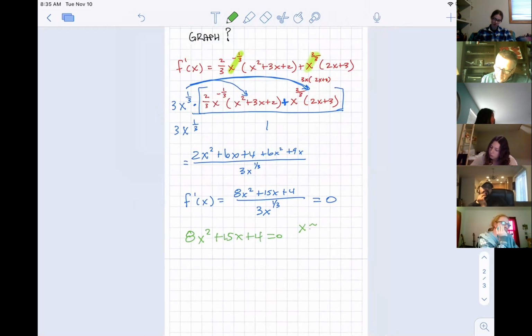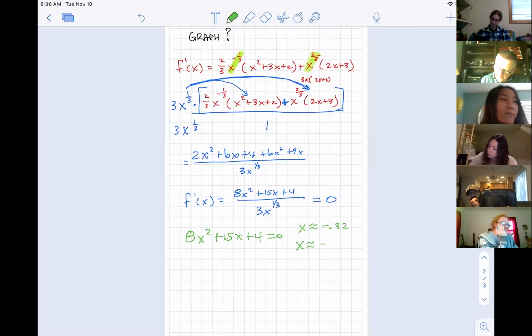And so x is approximately, I'm going into my quadratic formula program now, and I'm putting in 8, 15, and 4. And I get negative 0.32. I'll just round it off. And I also get x is approximately negative 1.55.